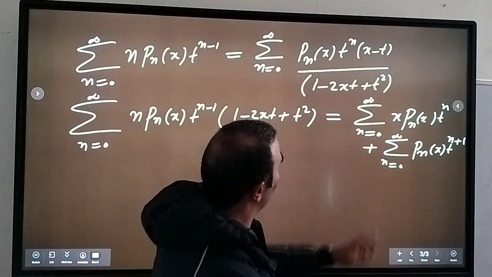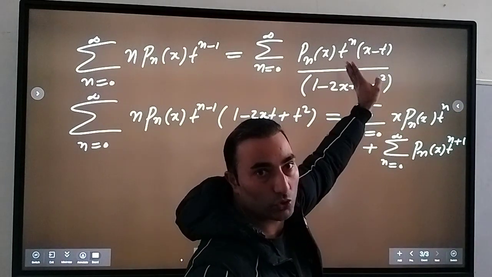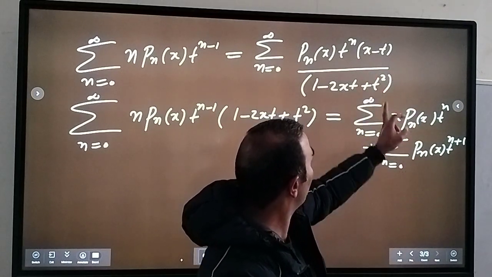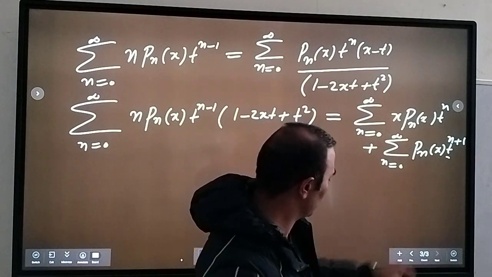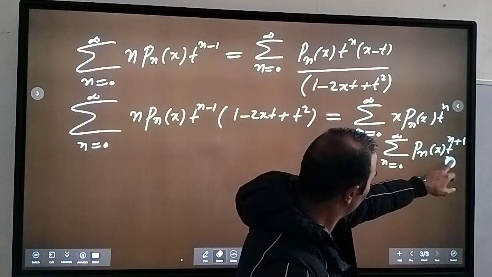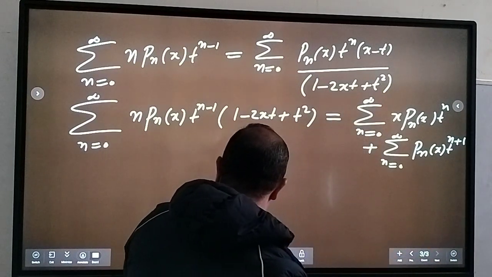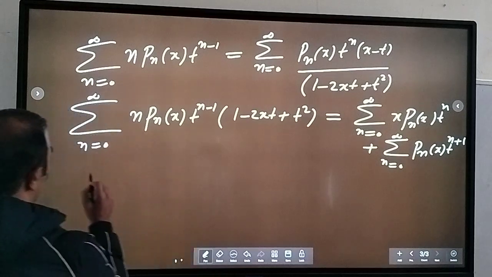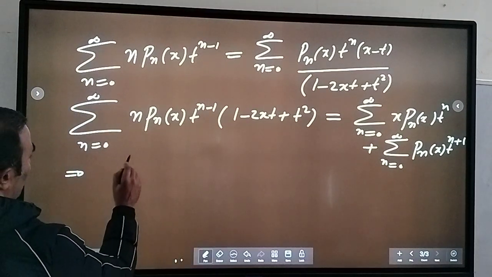because when you multiply this x to this term, so this will be x Pn of x t raised to n, now t, so this will be Pn of x t raised to n plus 1. Now right hand side, let's have a look on the right hand side. So I can rewrite this as, so this will be summation.